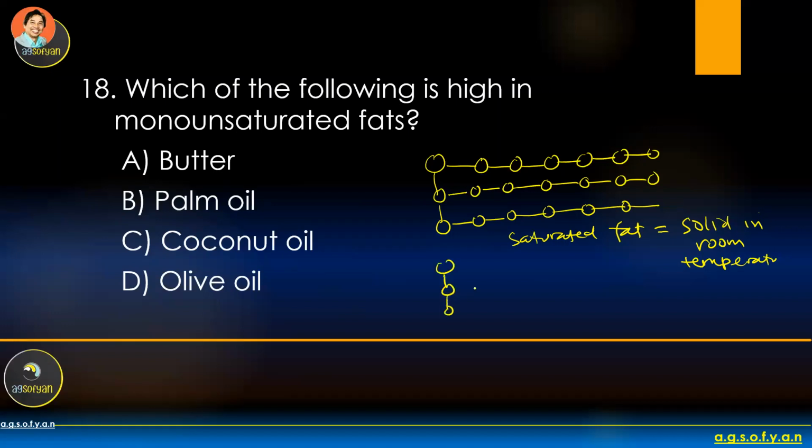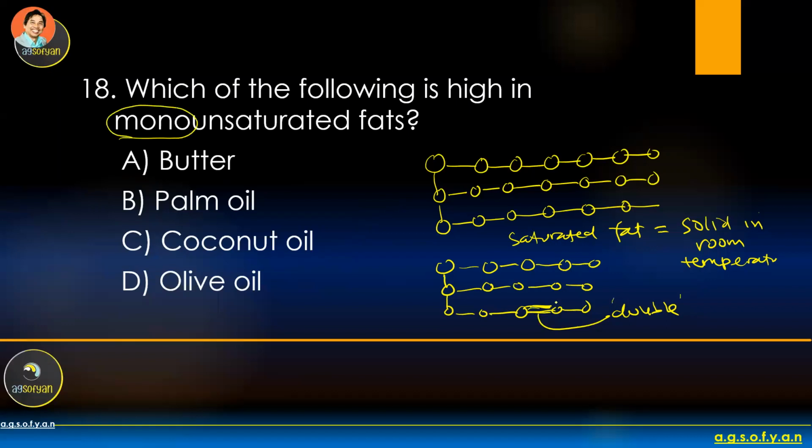Unsaturated fat means it has at least one double bond on the fatty acid. Maybe this one has a double bond over here. So this double bond makes the fat unsaturated. And the one that has a lot of mono, which means a single double bond, is actually olive oil. It is considered one of the healthier oils.